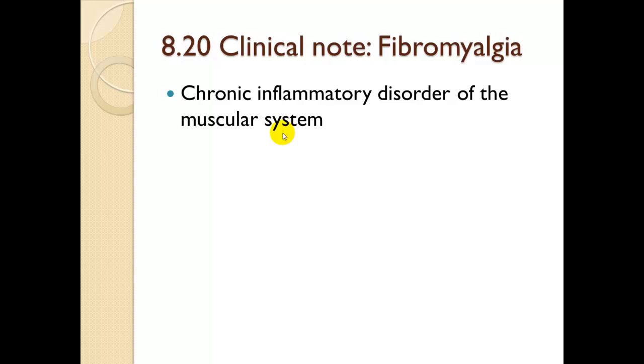8.20, which is a clinical note, and this is over fibromyalgia. Fibromyalgia is pretty much a chronic inflammatory disorder of the muscular system. They're not really sure why it's caused yet, and they use some antidepression drugs as an actual treatment for the fibromyalgia. Now, if you talk to some docs, they aren't even sure that fibromyalgia exists. However, I think most of the clinical indications that we're seeing these days have well proved that fibromyalgia does exist, and that it is an actual disease.